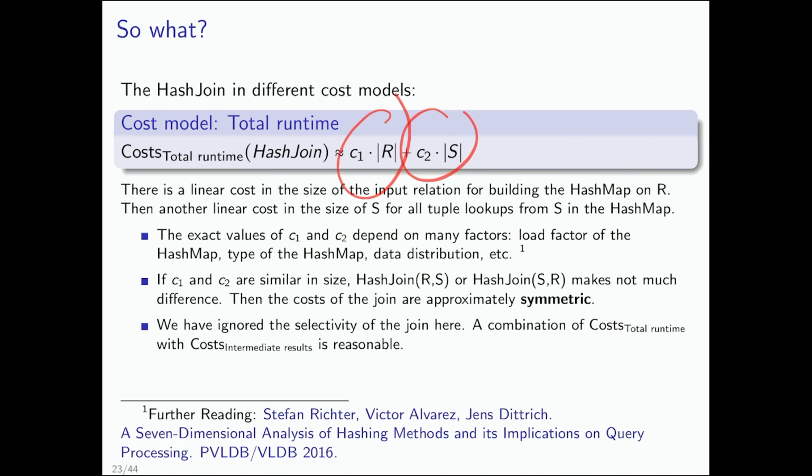And if you translate that into constants, you have the number of R tuples being inserted, and each insert costs like C1. Typically, a probe in the hash table is slightly cheaper. So you have the number of tuples from S, each tuple is probed against the hash table, and then you have a constant C2. And C2 is typically a bit smaller than C1. So it makes a difference whether R is the probe input, the left input, or S is. It makes a difference in the costs in this model.